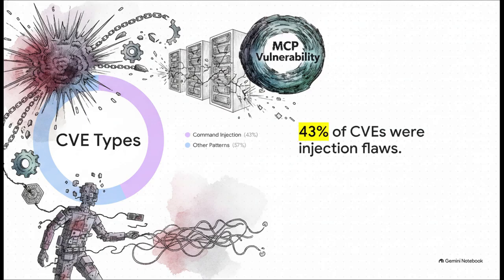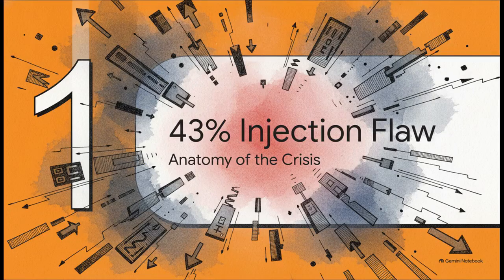Throughout this explainer, we're going to focus heavily on exactly why this 43% injection rate happened and what makes MCP servers uniquely vulnerable to it. Part 1, the 43% injection flaw. Let's dive in and uncover exactly why these deployments are facing such catastrophic failure rates.